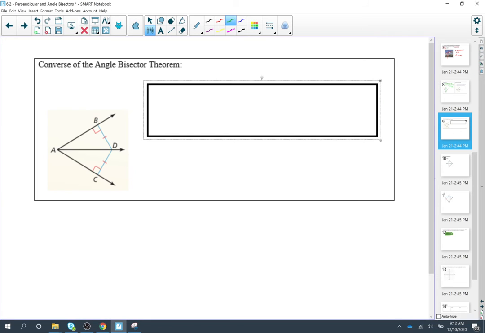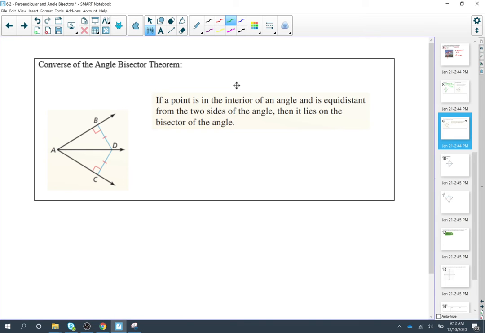The converse of the angle bisector theorem. Remember, in my head this kind of means opposite. So instead of knowing it's an angle bisector, therefore it's equal distance, we're going to go the other way. If we know it's equal distance, then we can conclude that we're dealing with an angle bisector.